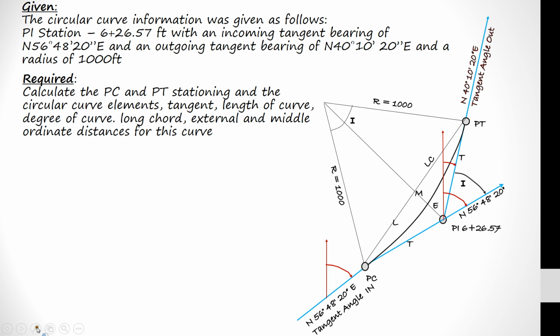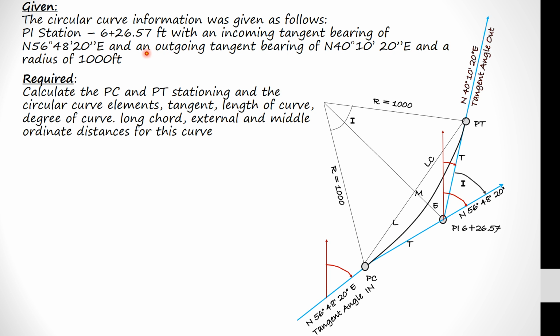That is given here. So we know this point of intersection, and we have an incoming tangent bearing of north 56 degrees, 48 minutes, 20 seconds east. That means I'm coming up this blue line, and if this is the straight true north, that angle here is the 56 degrees, 48 minutes, and 20 seconds. So that's the bearing of this blue line coming in.